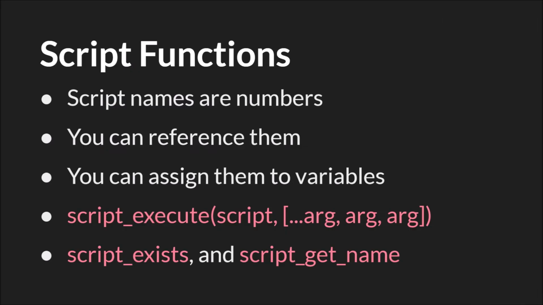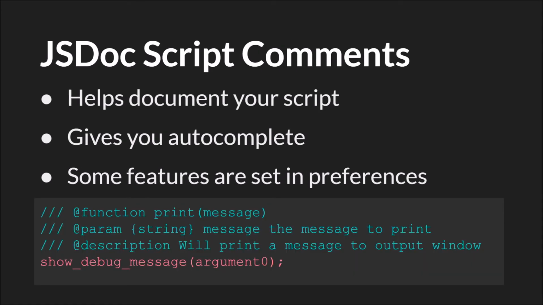There are a couple other functions that you can use with scripts, but I don't use them very often, so I'll let you look them up in the manual yourself if you want to find out how they work. Next, I want to talk about JSDoc Script Comments. I've been using these in my code, so you've probably seen them in action, but there are basically 3 different ones that GameMaker allows you to use.